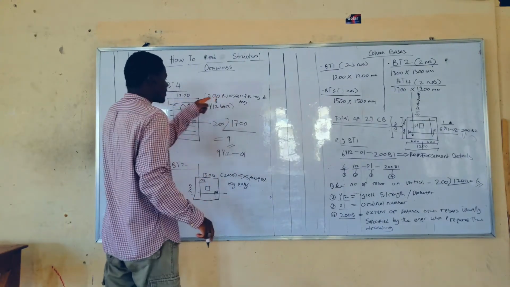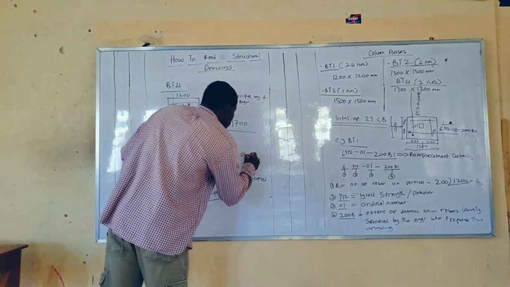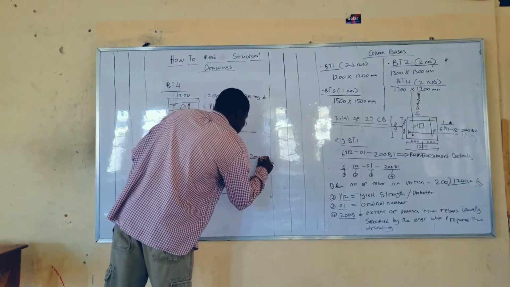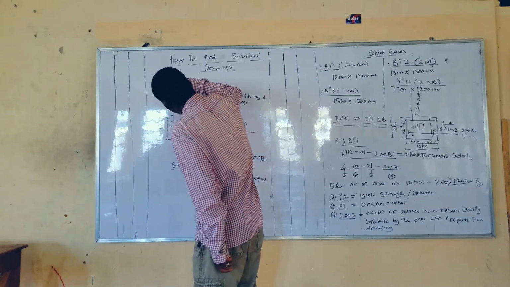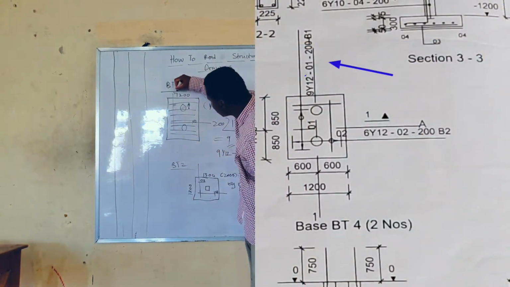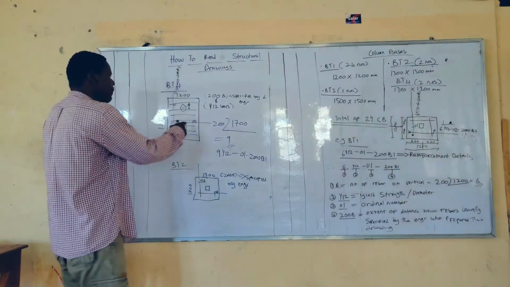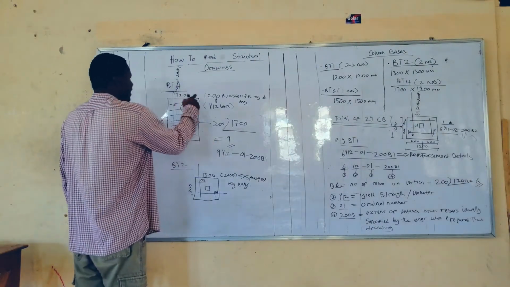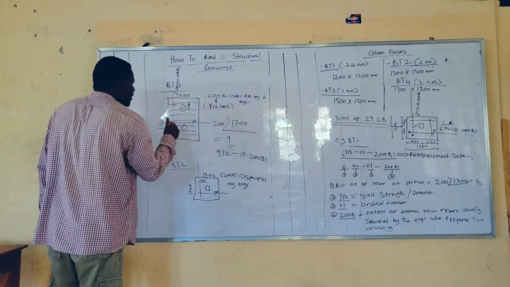And what's the space that should be between them? 200. That be 200 what? B1. So it will come like this. If you check your drawings now, you see that it's the same thing. 9Y12 be number 2 now. So that's how many bars will be along 1200.